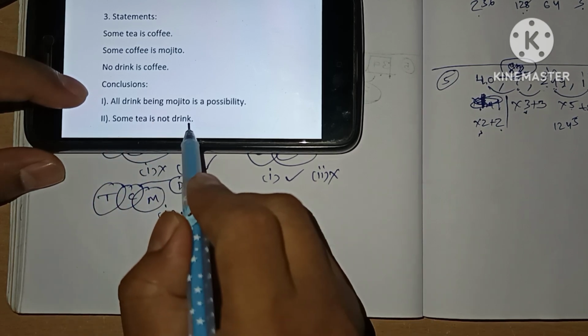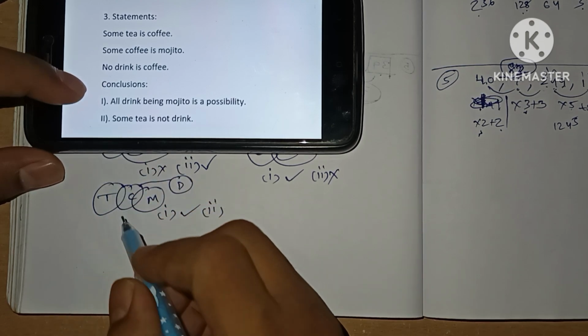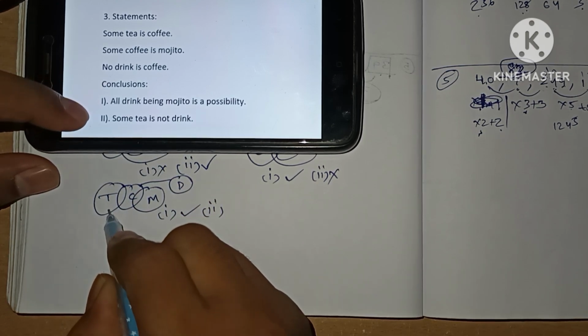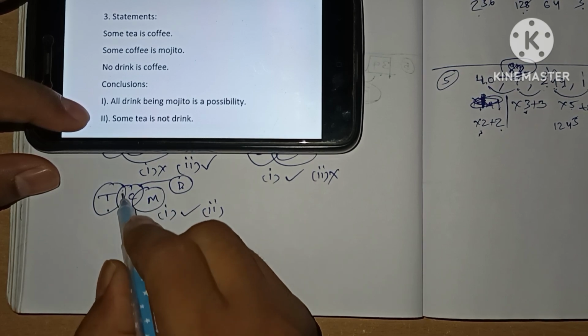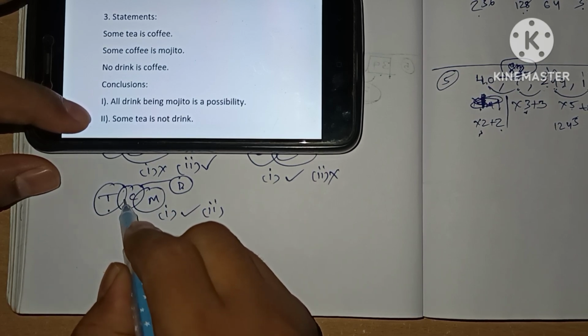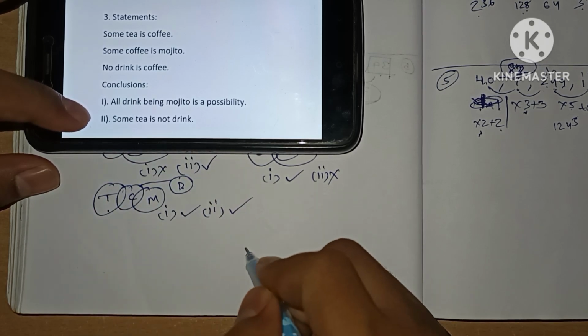Second conclusion: some tea is not drink. We check whether all tea can be drink, because of the "not". So all tea can be placed inside drink. It is not possible because of some part of the tea being outside here. So the all case fails, which means the some-not case will be true.